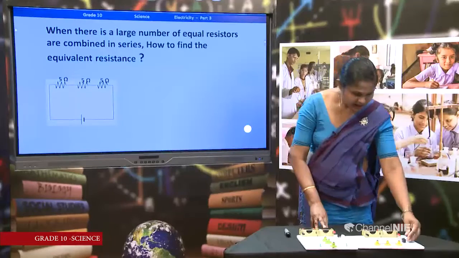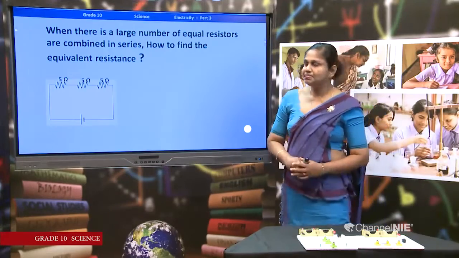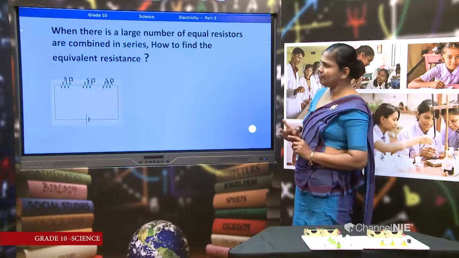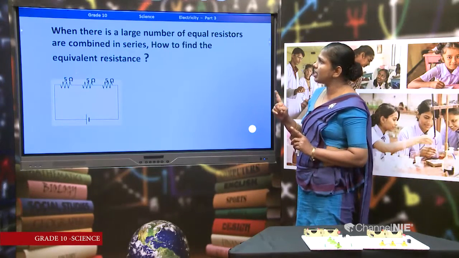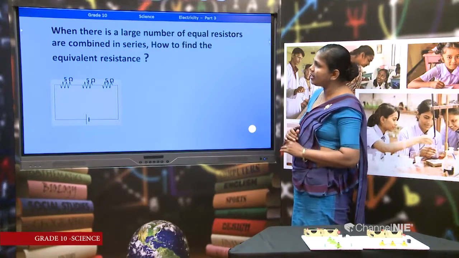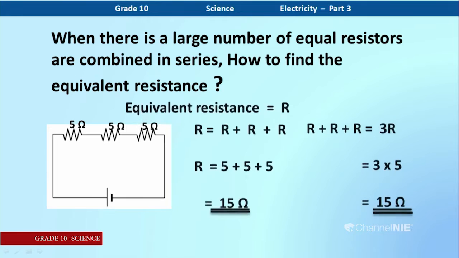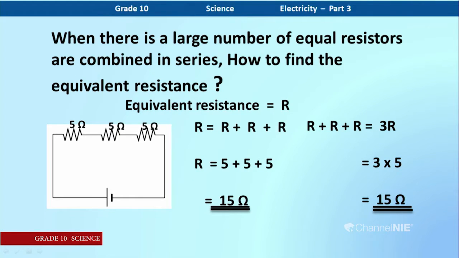Okay. Now, look at this, children. What topic is given here? When a large number of equal resistors are combined in series, how to find the equivalent resistance? Look at here, children. If we have 3 resistors, all of the same value, then do we need to add them one by one, children? 5 plus 5 plus 5.